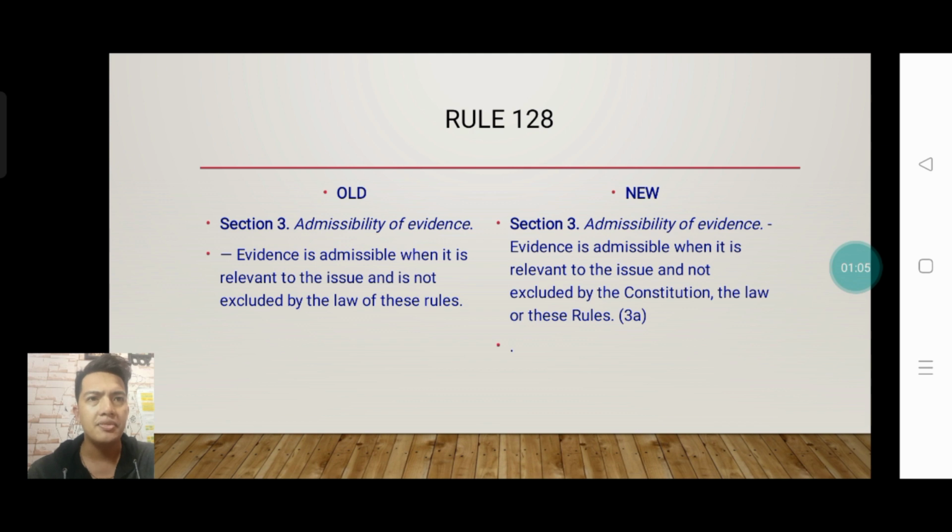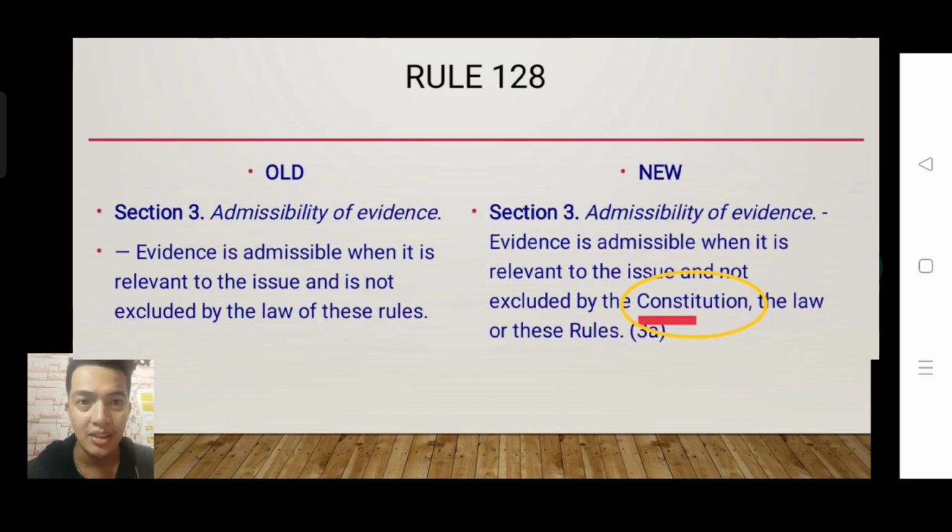As you can observe, I directly presented Section 3 of Rule 128 because there was an amendment from the old rule to the new rules on evidence. Under the old rule, Section 3, admissibility of evidence: evidence is admissible when it is relevant to the issue and it is not excluded by the law or these rules. Under the new rules on evidence, evidence is admissible when it is relevant to the issue and not excluded by the Constitution, the law, or these rules.